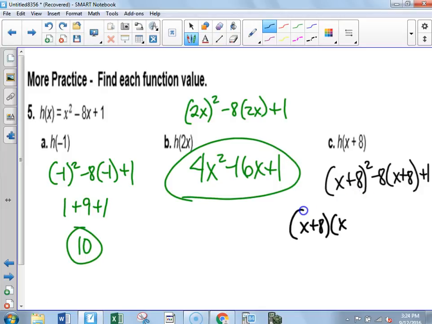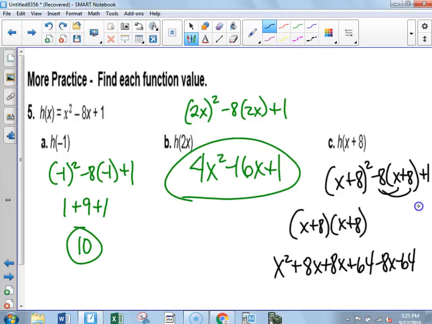X plus 8 times x plus 8 is x squared plus an 8x plus another 8x, which you might as well write out if it's a problem for you. 8 times 8 is 64. Then we have the rest of this back here. I'm going to distribute this. We have minus 8x minus 64, and then the very back was a plus 1. Remember, that all came from up here. What does that mess simplify to then?